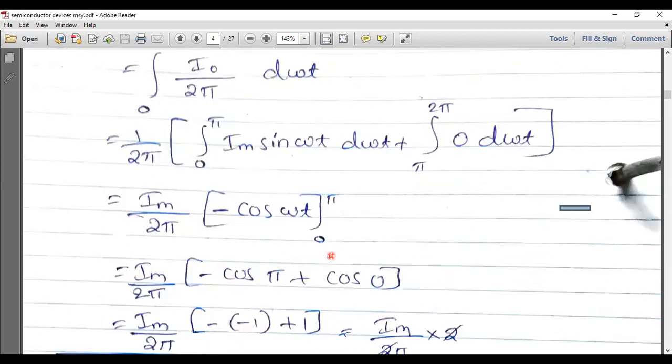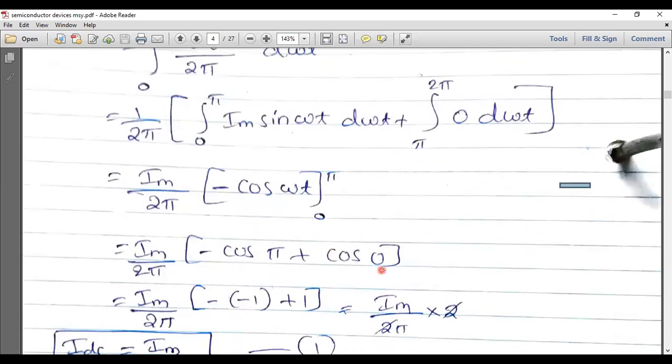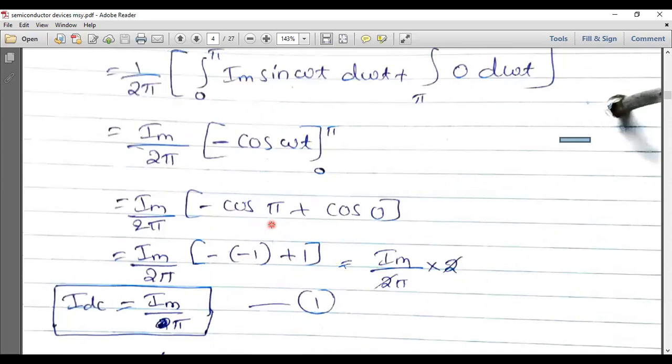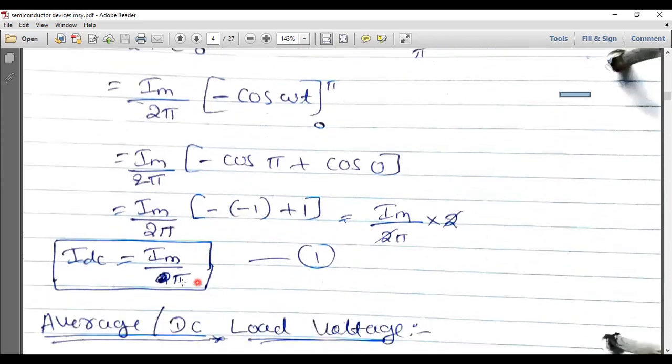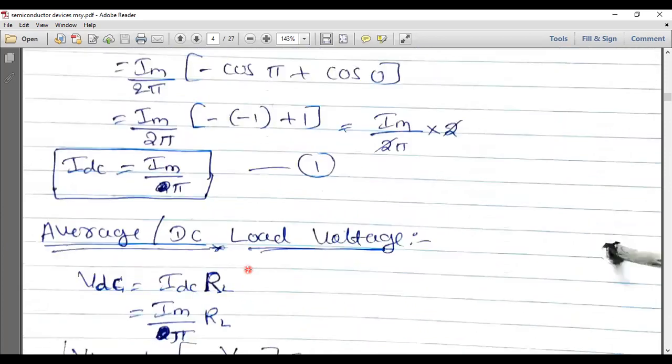So cos π minus cos 0: cos π is nothing but minus 1. Minus of minus 1 is nothing but 1, plus 1 is nothing but 2, and the 2 gets cancelled. Here 1, 2, here 1, 2, the 2 gets cancelled. So Im by π is the formula left for the DC current here. This is for the DC current.